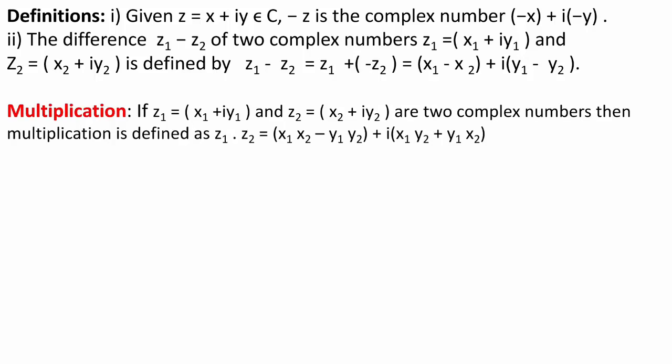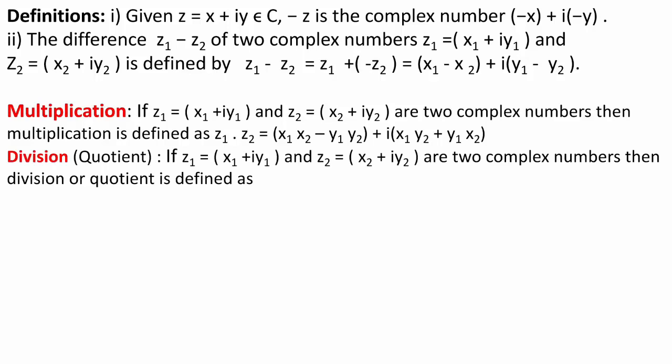Multiplication. If z1 = x1 + iy1 and z2 = x2 + iy2 are two complex numbers, then multiplication is defined as z1 times z2 = (x1 x2 minus y1 y2) + i(x1 y2 + y1 x2).